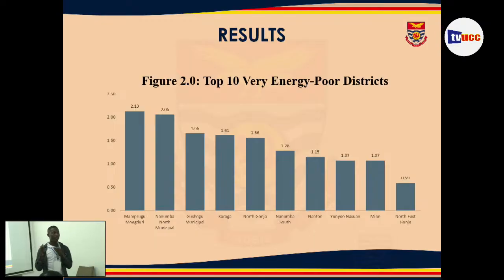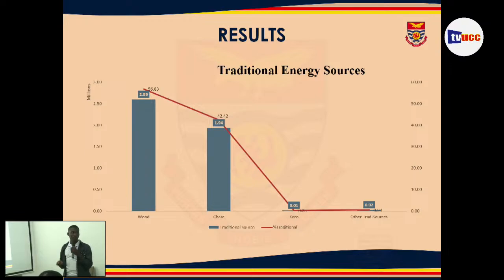And for the energy poor category, we had about 42 districts. We went on further. About 4 million households in Ghana use traditional fuels, of which about 2 million use wood, and about 1 million households use charcoal. Kerosene was the least used.